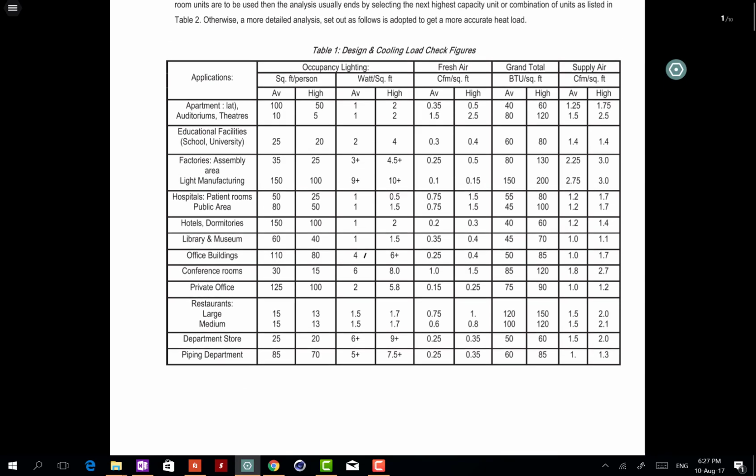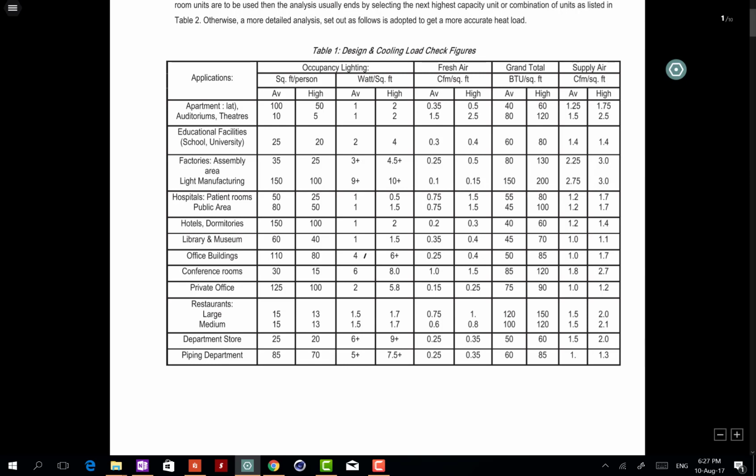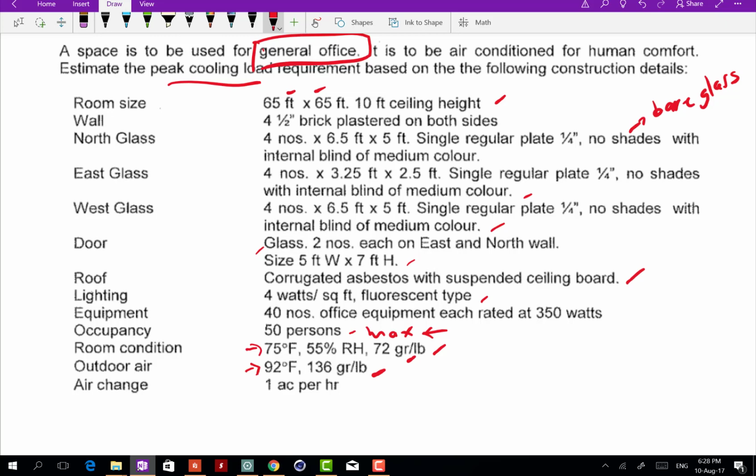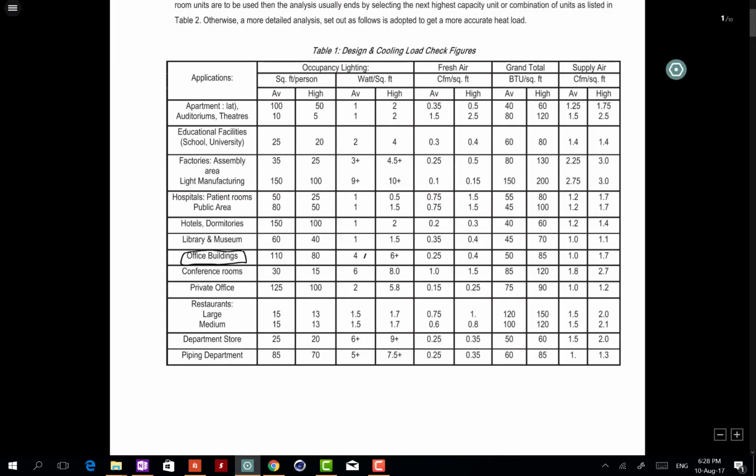Right, so based on table 1, we need to find office buildings. Okay, an office building is a place which is very big. So for our problem, general office, which the dimension is 65 feet by 65 feet, it's suitable to use a private office. Okay, private office.